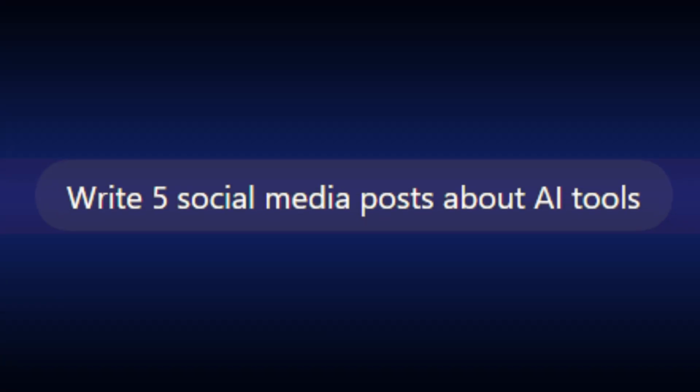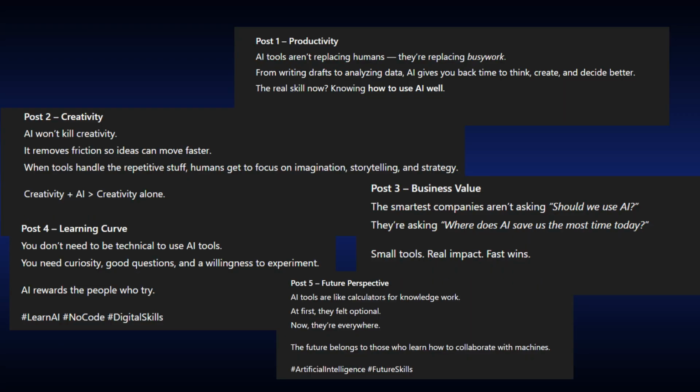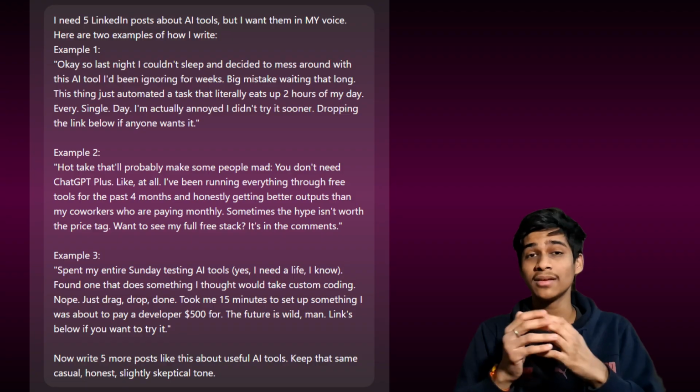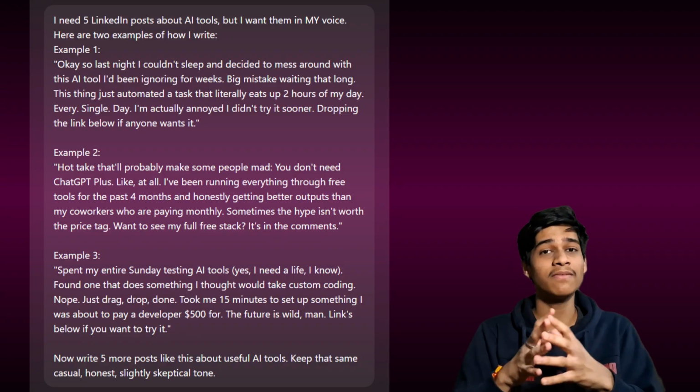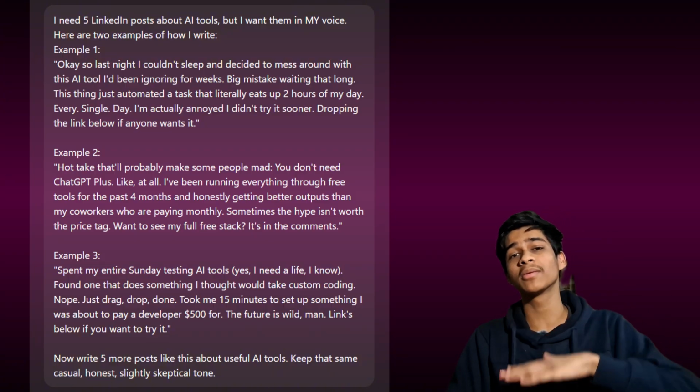So instead of giving it a prompt like "write 5 social media posts about AI tools," which is going to give you this output, yeah, nobody is going to stop their doom scrolling just to read this. You can actually give it this input. So in this input, I actually asked it to write 5 LinkedIn posts in my voice. And now what I did is that I gave it some examples.